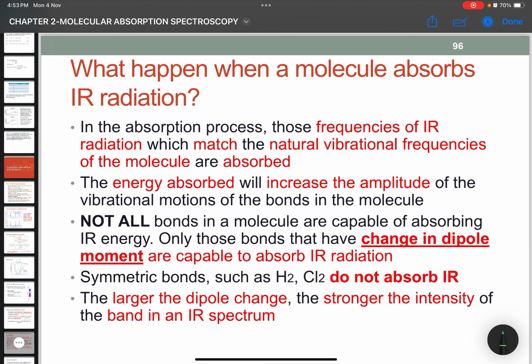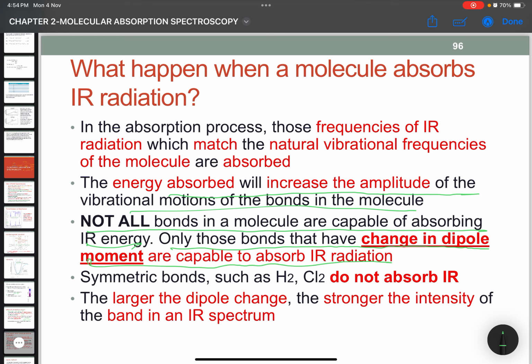So what happens when a molecule absorbs IR radiation? Kita cakap tadi, bila dia absorb, dia akan vibrate, sama ada bond dia memanjang atau bending. Kita panggil stretching or bending ya. The energy absorbed will increase the amplitude of the vibrational motion of the bond in the molecule. But not all bonds in the molecule are capable of absorbing IR energy. Only those bonds that have change in dipole moment are able to absorb IR.